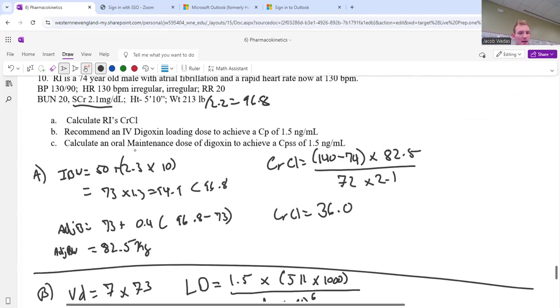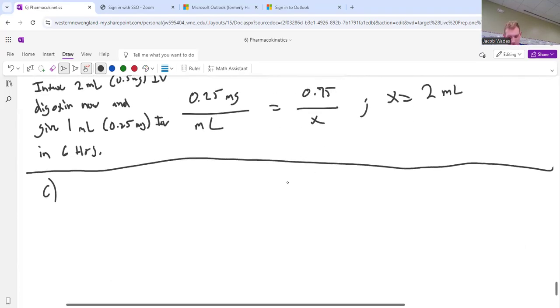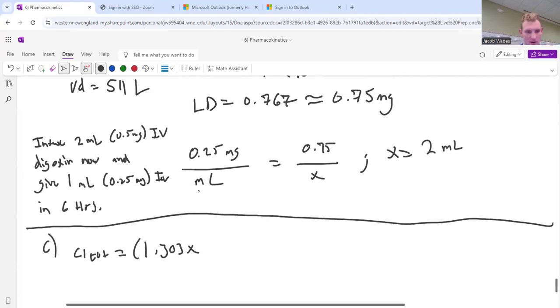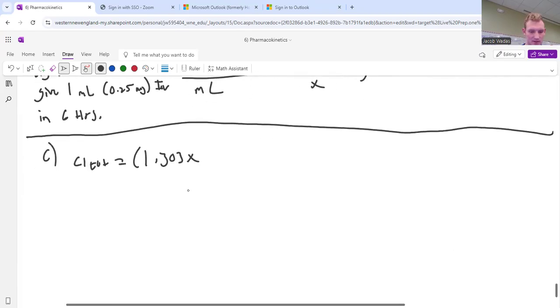All right, C, calculate an oral maintenance dose of the digoxin to achieve a peak of 1.5. For the maintenance dose, we have to find the CL total, which equals 1.303 times creatinine clearance, which we calculated to be 36.